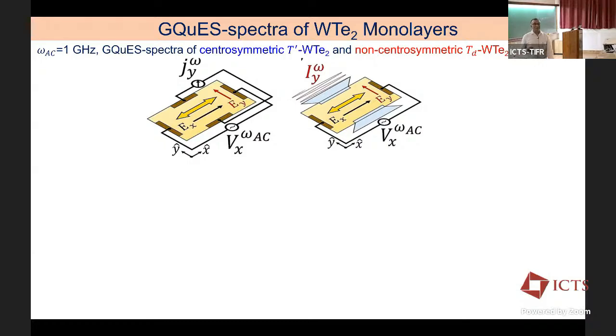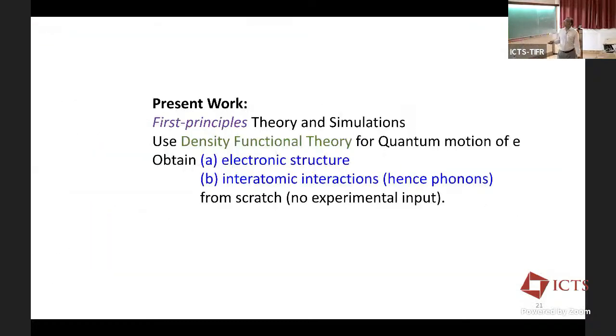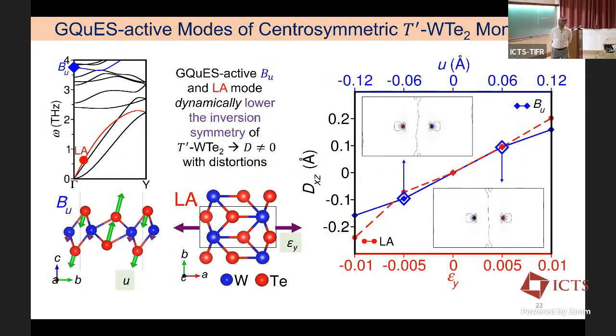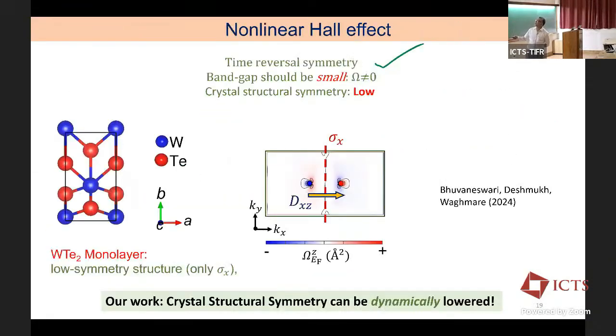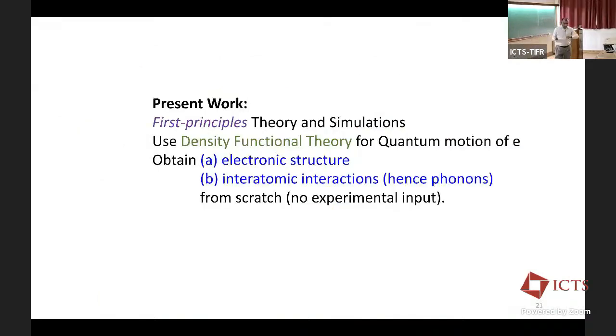Can you go back to the previous one, this one here? I just want to make sure that I understand the figure on the right. So epsilon y is a strain that you're applying? Along the y direction, yes. And then the u is a displacement of what? Of this particular phonon, the B_u phonon. And then dxz? Is the Berry curvature dipole. In the earlier slide I probably showed it. Yeah, here, this is dxz. Okay. All right. Thank you. Sure. Sorry if I'm going a bit too fast.